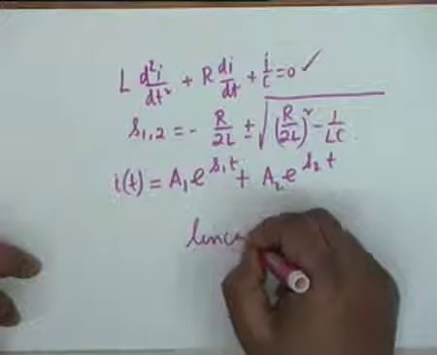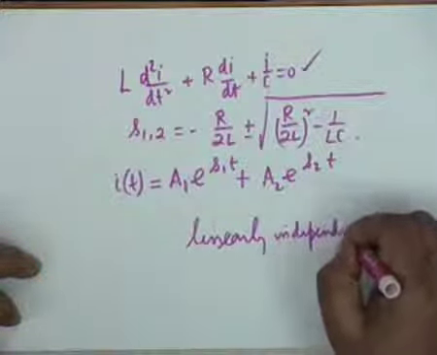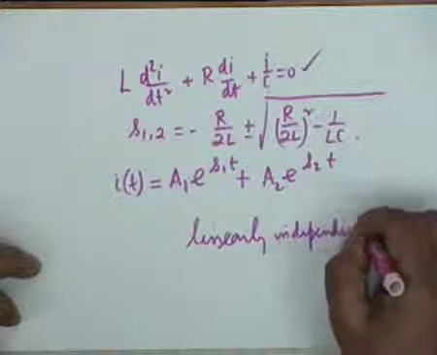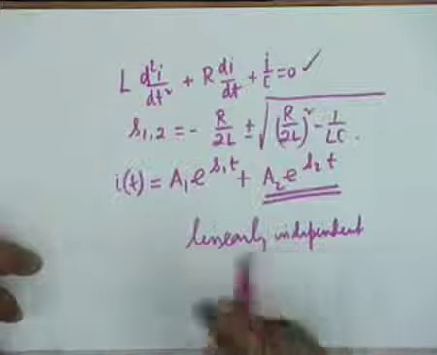Is this phrase known to you? What does linear independence mean? That by multiplying this by a constant I cannot get the other solution. You see, e to the s2t cannot be obtained from e to the s1t by simply multiplying by a constant. Alright. These are two independent solutions, and now we can apply the initial conditions.